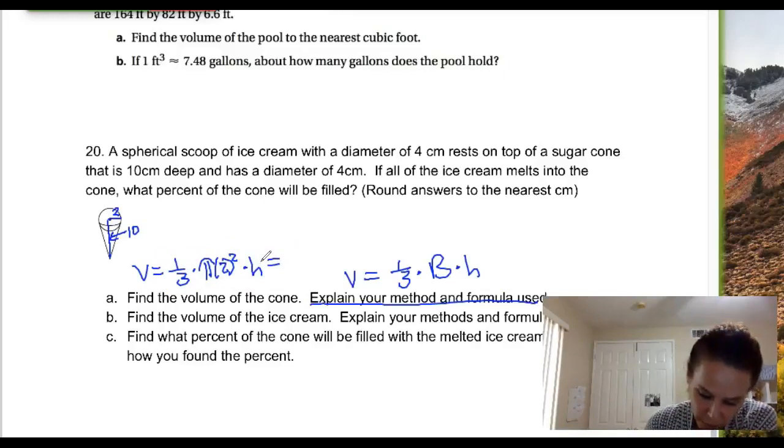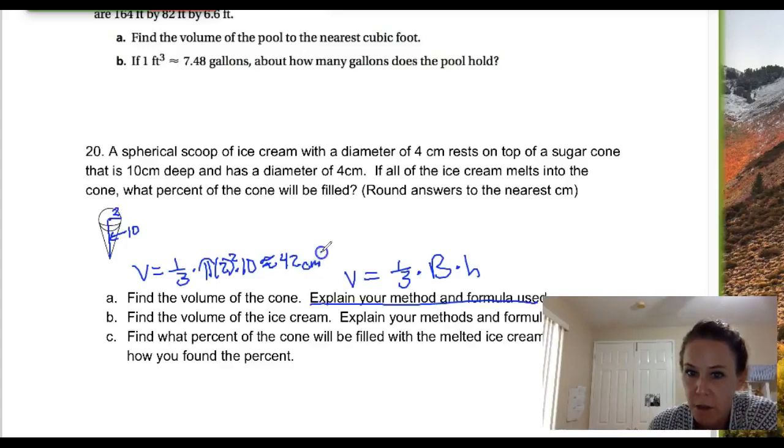If you square 2, you get 4. Sorry, the height here is 10. So 2 squared is 4, and then I'm going to multiply that by 10. Then I'm going to divide that by 3, and multiply that by pi. And I'm going to get an approximation of 41.88. I'm going to round that to approximately 42. Because I'm dealing with volume, I'm going to have that in centimeters cubed. All right, so there's part A.